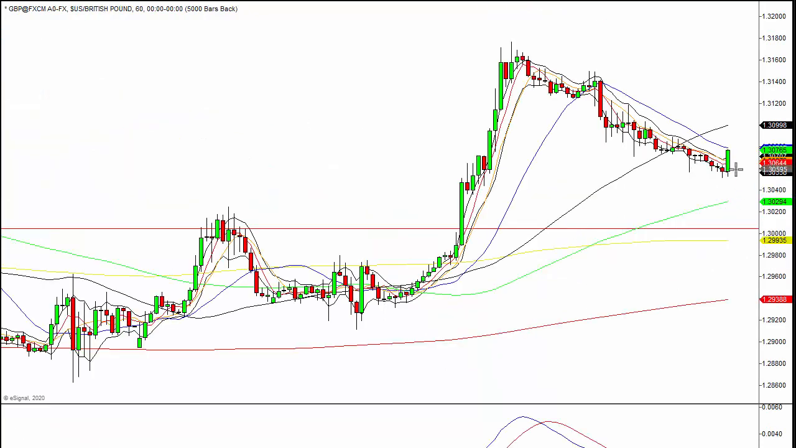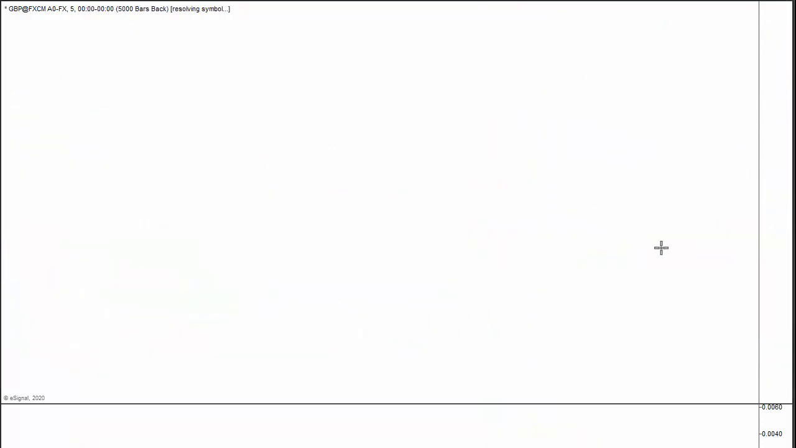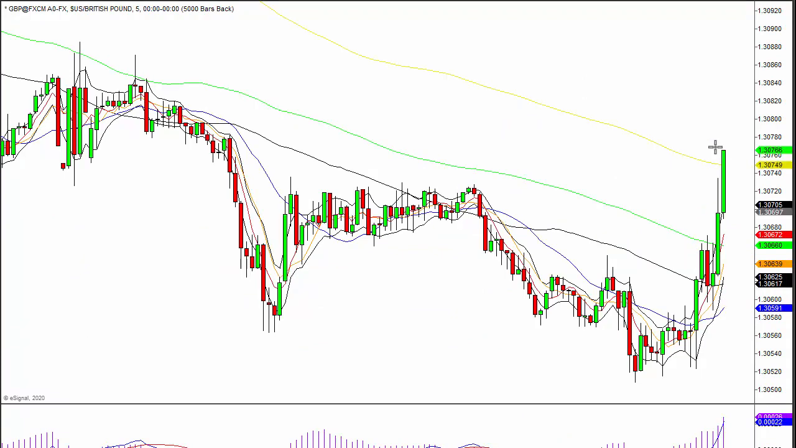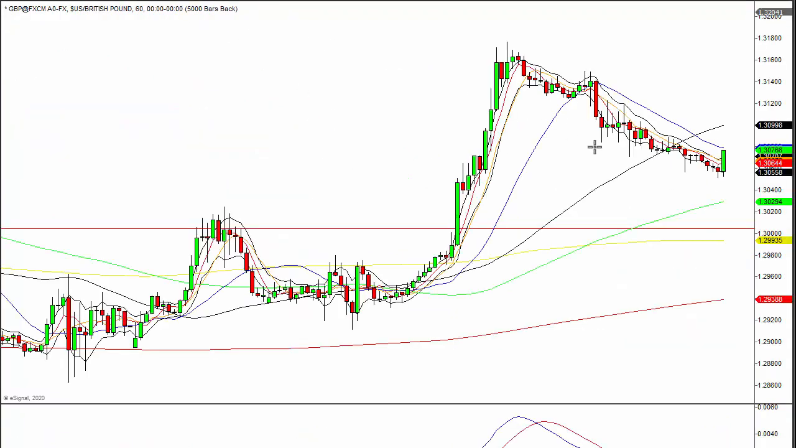Okay, just back, and we can see that this pound dollar is having a half decent run here. That's on the hourly chart it's showing. If I take it down to a 5-minute chart for you can see that it's probably having quite a nice little run there. Yeah.